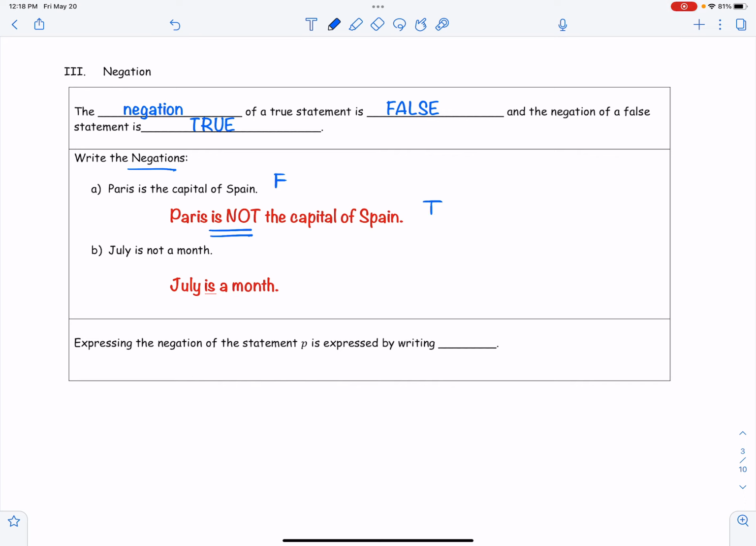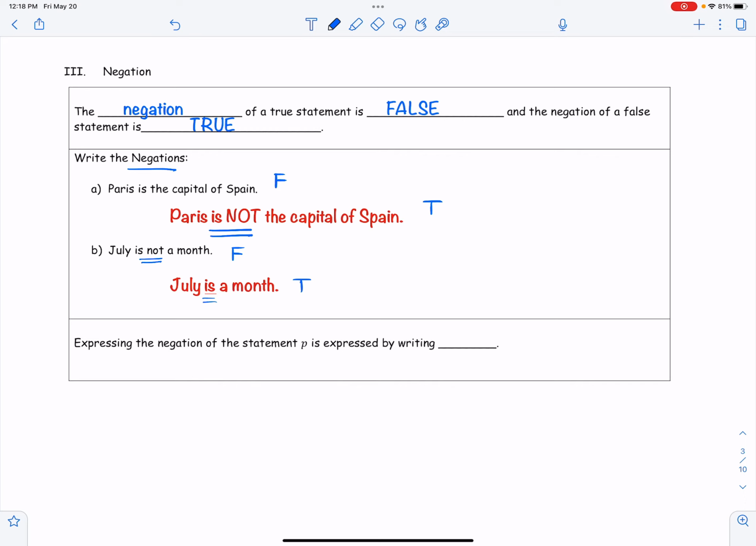And the same is true if the not is in the statement. Again, we're just flipping things around. So if the statement says July is not a month, then the negation, the opposite of that statement, would be that July is a month. And again, notice that they have opposite truth values. In this case, July is not a month, that's a false statement. So when you write the negation, July is a month, that creates a true statement.